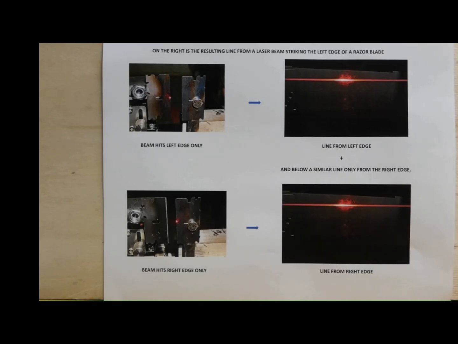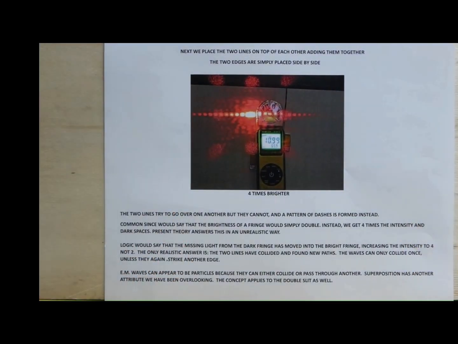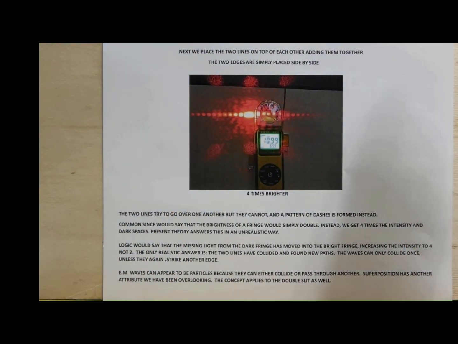Okay, now we're going to combine the two lines together by closing the slit and making a single slit. So now we place the two lines on top of each other, just as I said. The two edges are simply placed side by side. That puts the two lines on top of each other.